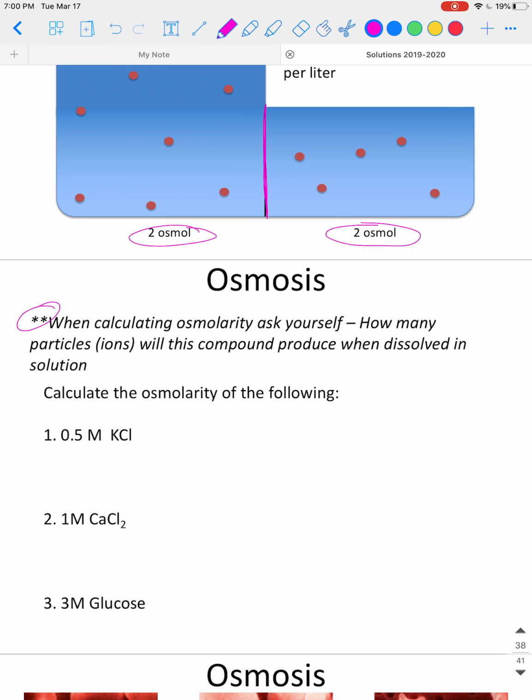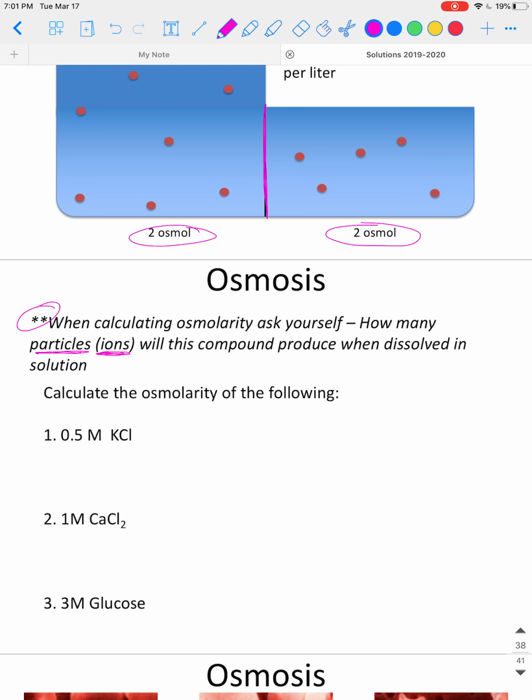Okay, and I put this statement up here with 2 asterisks saying when calculating osmolarity, the main thing you need to ask yourself to simplify all this is how many particles or ions. And again, you can't always say ions because some molecules do not break down into ions. So if it's not an ionic compound, then you're just asking how many particles am I going to get here. But if it's an ionic compound, a good way to think about it is how many ions or how many different particles will this compound produce when dissolved in solution.